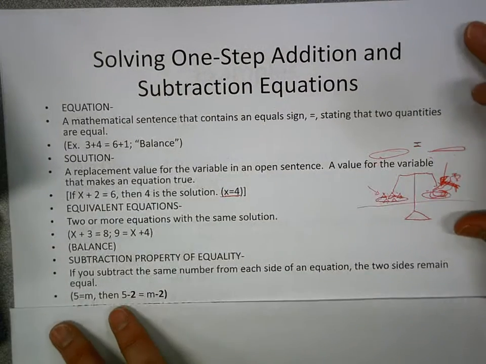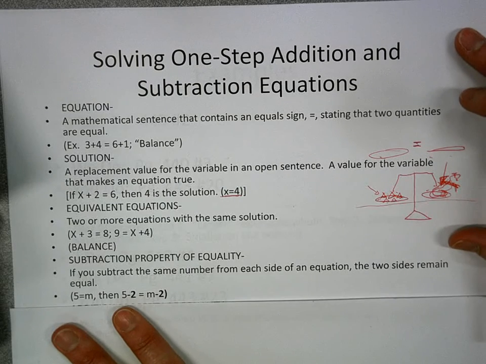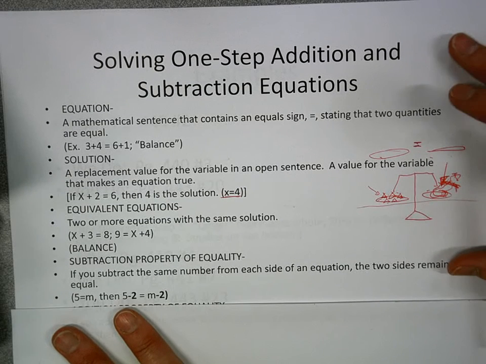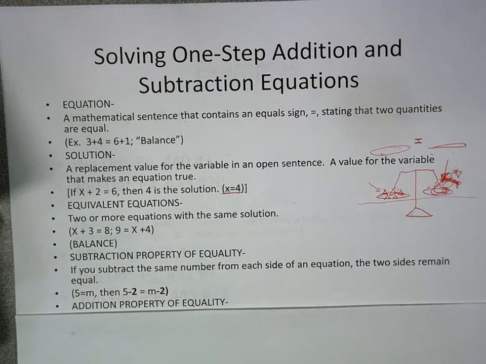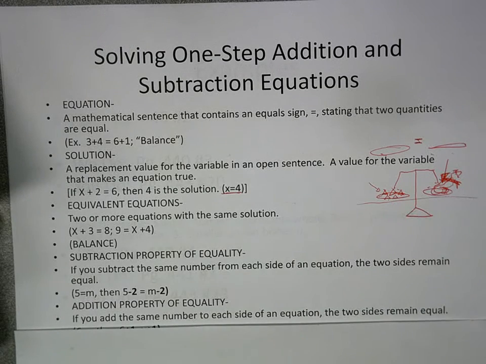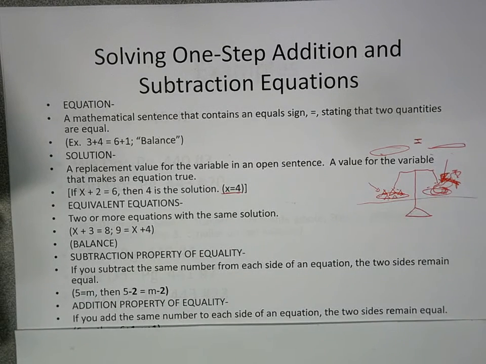All right. Here we go. Our next word, and if you're using common sense, you're probably going to know what this is, and that is addition property of equality. Everyone? Addition property of equality. This is if you add the same number to each side of an equation, the two sides remain equal.